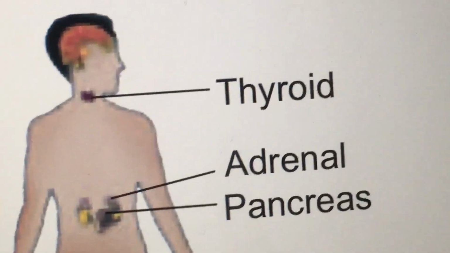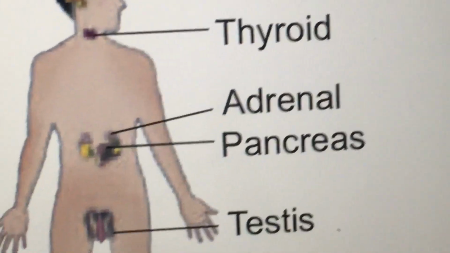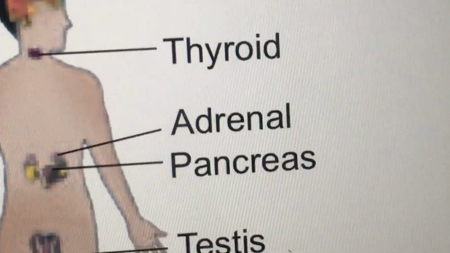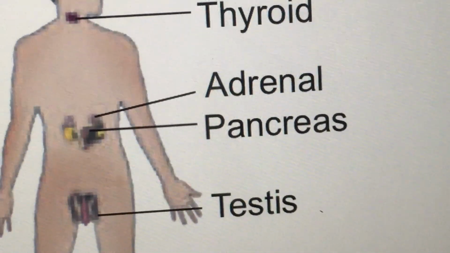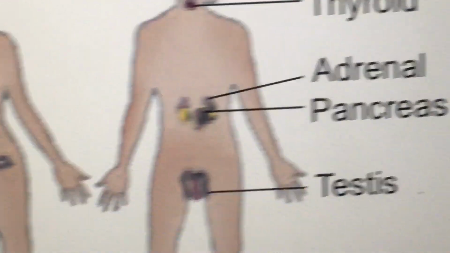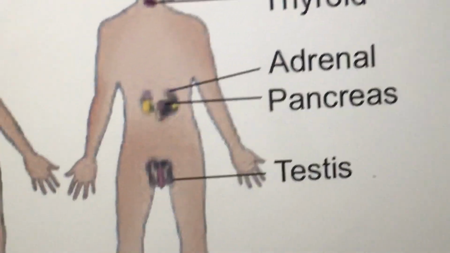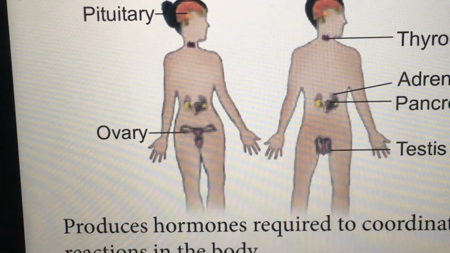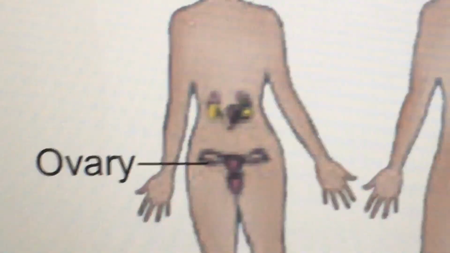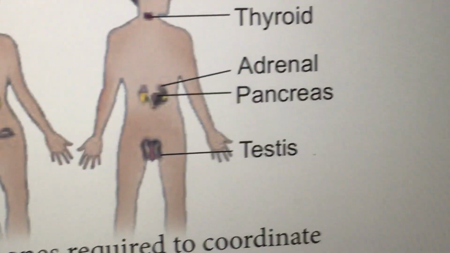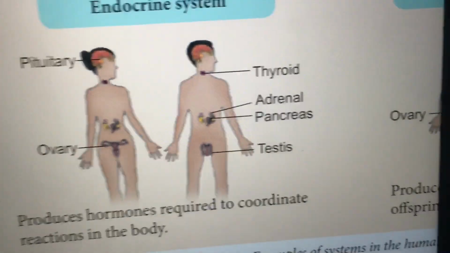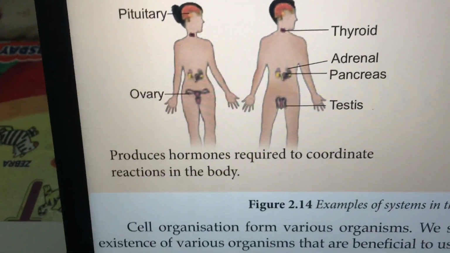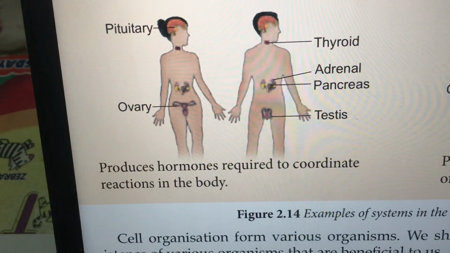We have thyroid gland, kelenjar thyroid. We have adrenal gland, kelenjar adrenal. We have pancreas, which is the kelenjar pancreas. We have ovaries, which is the place where females have their ovums. And then we have the testes, which is in the boys. Okay, they produce hormones required to coordinate reactions in the body.